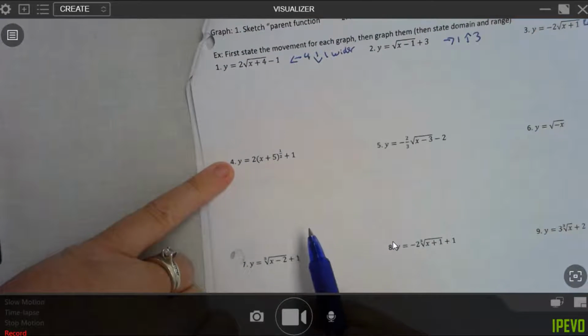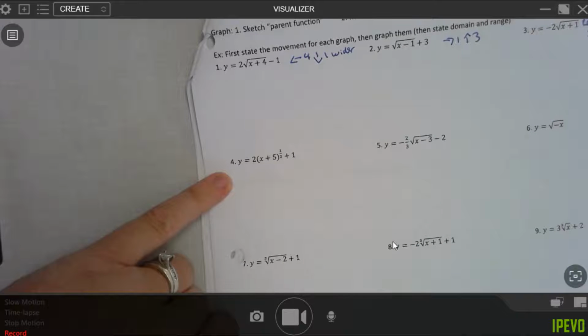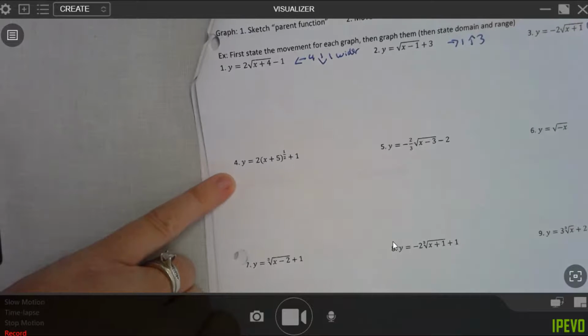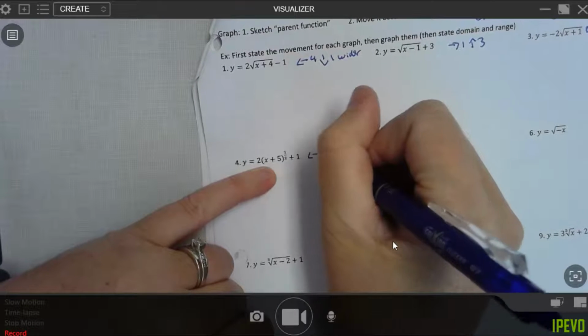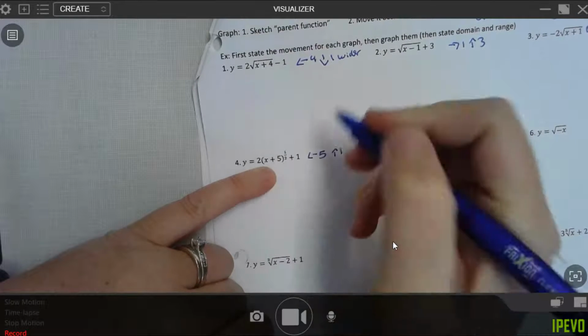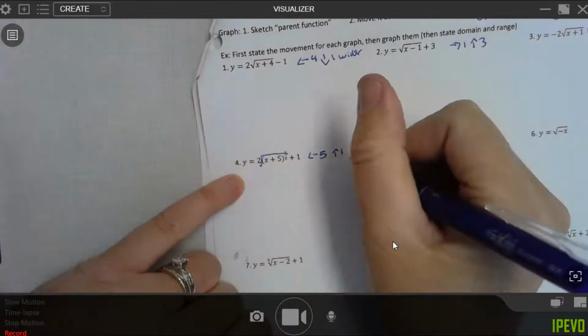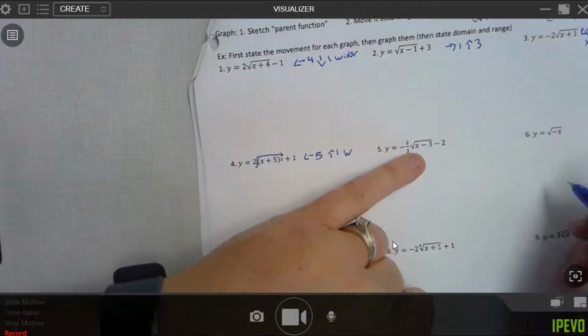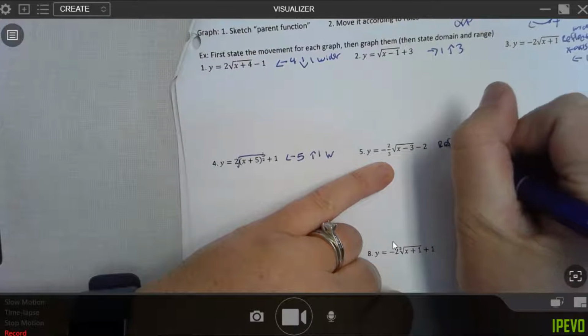If you haven't stopped yet, you should stop the video and try to do the next 3 on your own, and then come back and see if you're getting these right. So hopefully you stopped it. Now you can know this is left 5, up 1. This 1/2 power, remember, is the same thing as just putting a square root right there. Those mean the same thing. And this one's going to be a little bit wider. Reflection first. So I'm going to say it reflects over the x-axis.